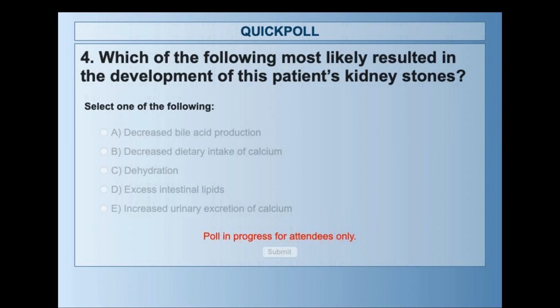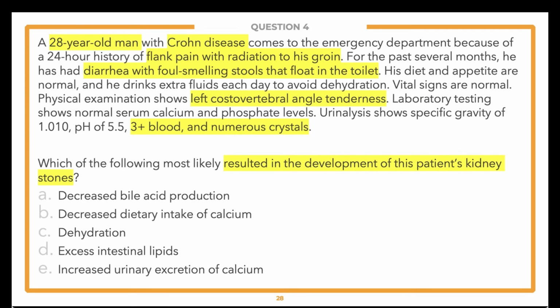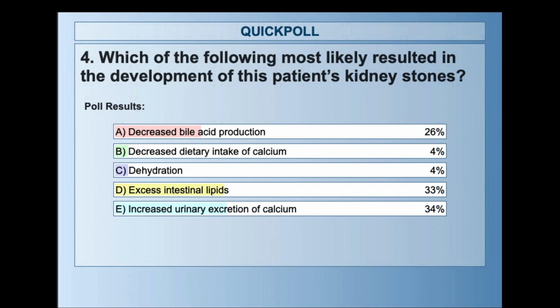Let's take a look at our votes. Question number 3 was a 2-horse race. This one is a little bit more of a 3-horse race. So let's go ahead and close the poll and share the results. Increased urinary excretion of calcium was the top vote getter, but excess intestinal lipids was right on its heels, whereas decreased bile acid production was just a little bit behind that with 26%. And then a few votes for decreased dietary intake of calcium and dehydration.